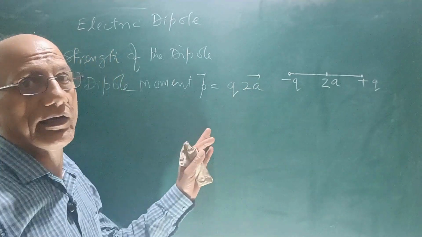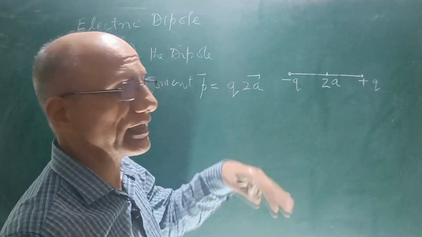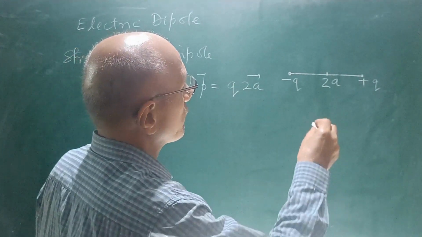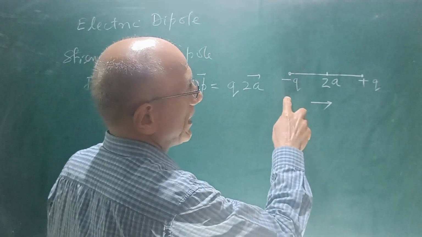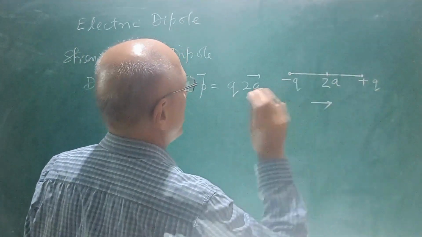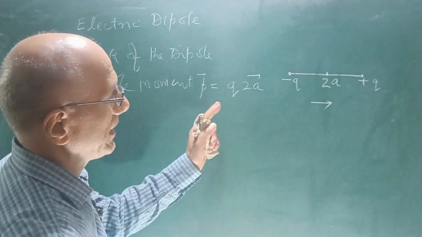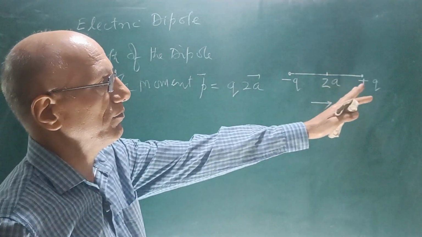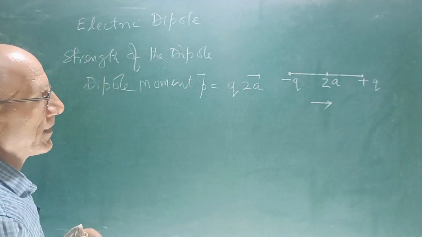It's a vector quantity. तो vector quantity से उसकी डायरेक्शन कहाँ होगी? So the direction is from negative to positive charge. That is 2a. This 2a vector will be this side. So P equals Q into 2a, and the direction is from negative to positive charge. So it is in this direction. तो P की डायरेक्शन यहाँ है.